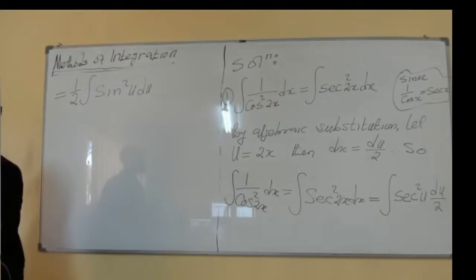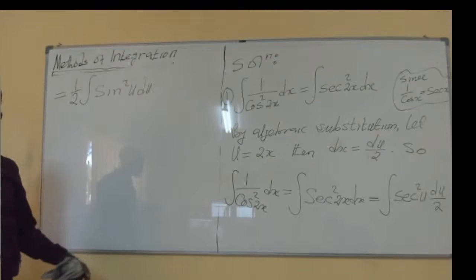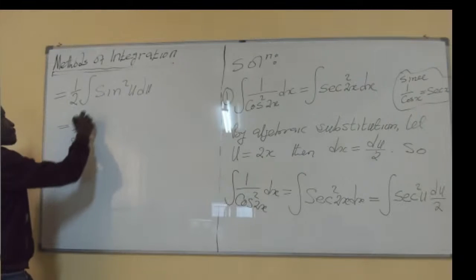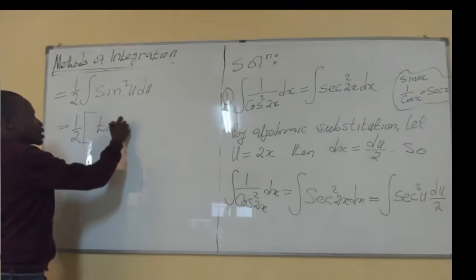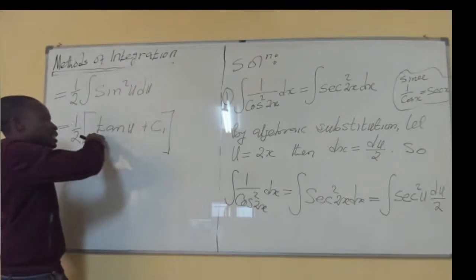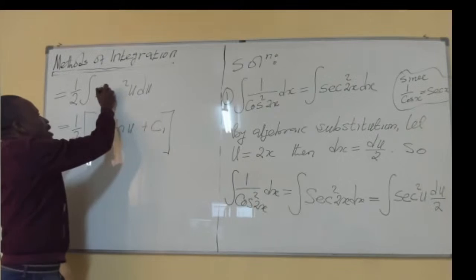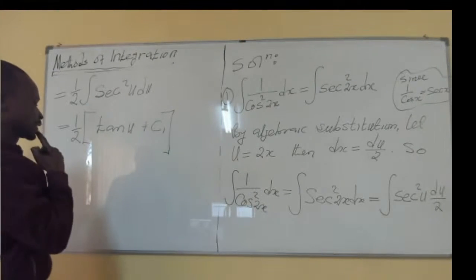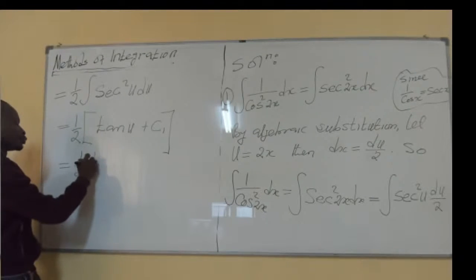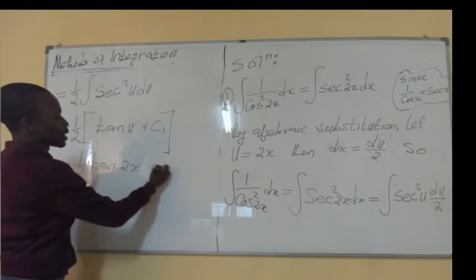What function can you differentiate and it will give you sec squared of x? It's the tangent function. So this is equal to 1 over 2 times the tan of u plus c1. So when you differentiate tan u, you get sec squared of x. So this is 1 over 2 the tan, our u is 2x, plus c.